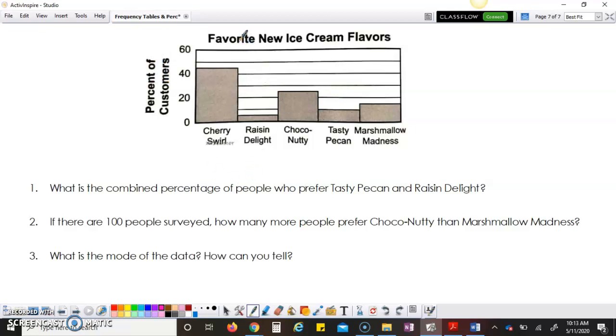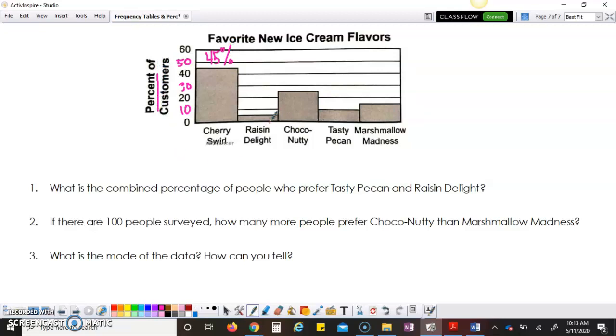So this graph is talking about favorite new ice cream flavors, and your y-axis is your percent of customers, and then your x-axis is your flavors that are new, okay? And so let's look at Cherry Swirl. It goes past 40, but I'm going to go ahead and label this 50 right here in between, just in case I need that. It goes past 40, but not to 50, so I'm going to say that Cherry Swirl is 45%, because remember, it says percent of customers.